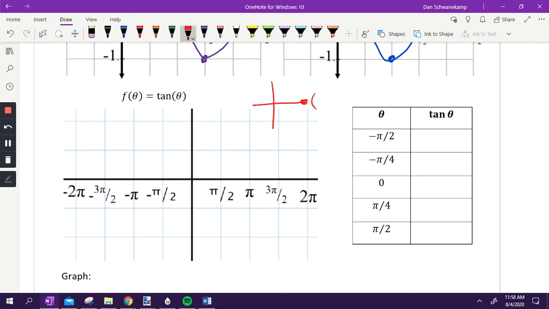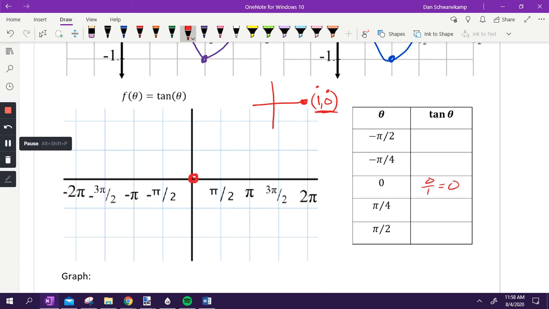We're doing tangent at 0 right here. If I'm doing tangent, what is tangent going to be for us, Caden? Tangent means what? X over y, y over x? Y over x. Tangent's y over x. So if I'm right here and I'm doing y over x, what am I going to get? 0, because it's 0 over 1. That is 0. So right here, we're going to have a dot at 0.